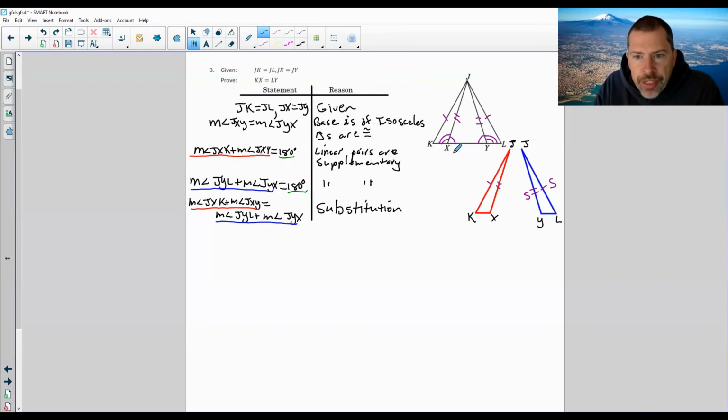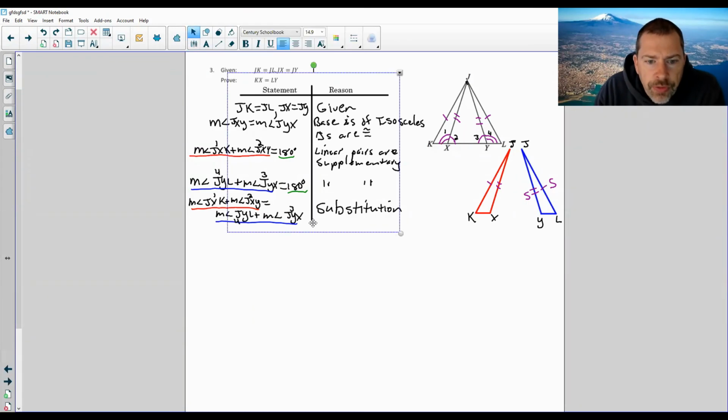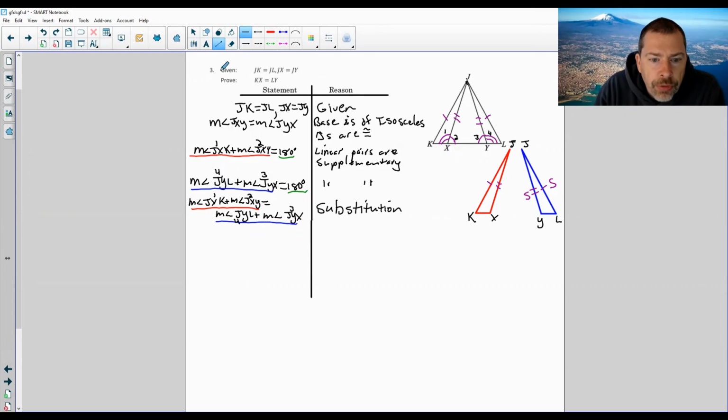Okay, we're going to do the same on the other side. The measure of JXK. Let me think about this one for 1 second. Okay, that was a little tricky. So please, when you're doing these proofs, don't give up. Please try. It is really important that you learn how to problem solve. And that's why we do these. We're learning how to problem solve. We're learning how to come to a conclusion when given a problem.